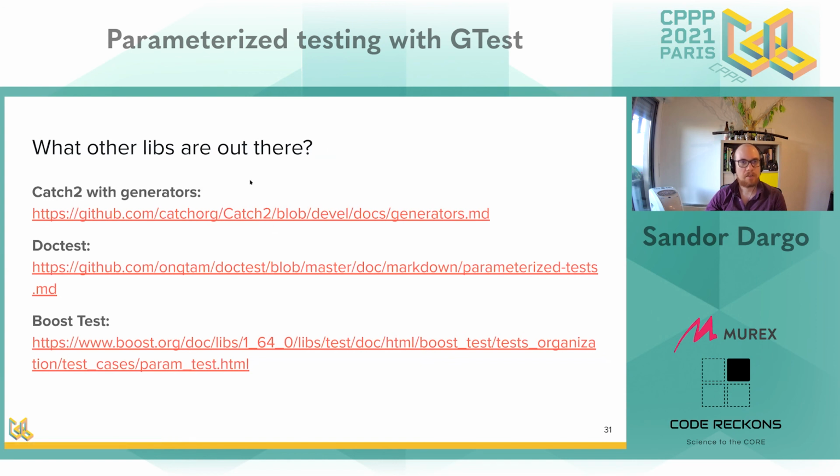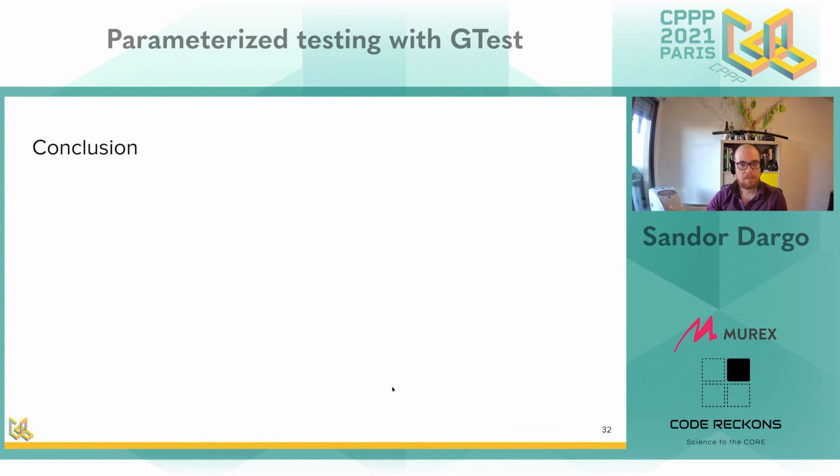So there are some other frameworks out there. I'm not here to convince you that you should use GTest anyway. Often it's decided by company policies. So with Catch2, you get some generators that you can use as parameterized tests. You can also use doctest or Boost.Test to achieve pretty much the same results. It's completely possible. So time to conclude.